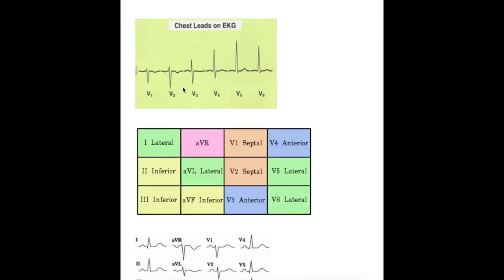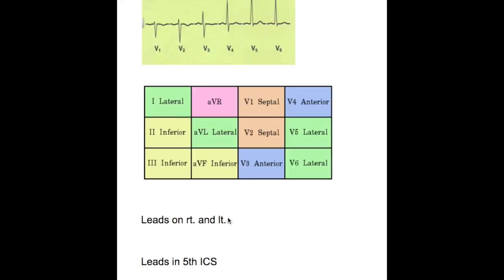Septal leads, which are the septal leads? The two chest leads, V1 and V2, are the septal leads. V3 and V4 are the anterior leads, and chest lead 5 and chest lead 6 are the lateral leads. So which leads are the bipolar leads? The limb leads 1, 2 and 3 are the bipolar leads, and the rest of the other leads are unipolar leads.